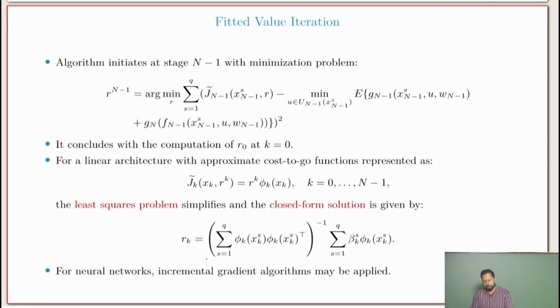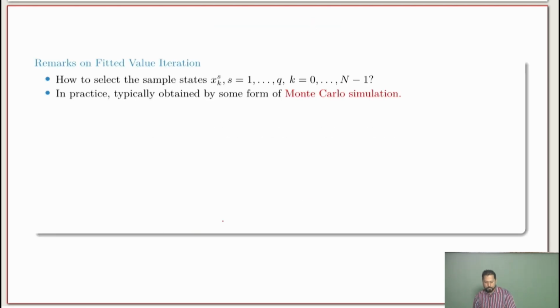And yeah, these are the same arguments. Like if J tilde, the cost approximator at each stage, is linear, then you do have a closed form approximation. So we already discussed this, so no need to waste time on it. So, remarks on fitted value iteration.